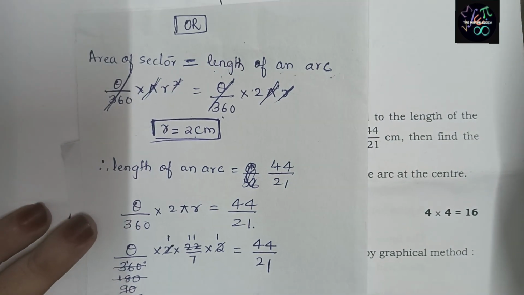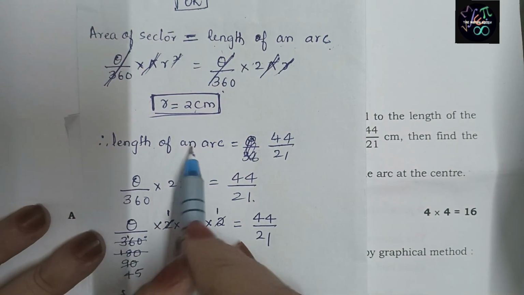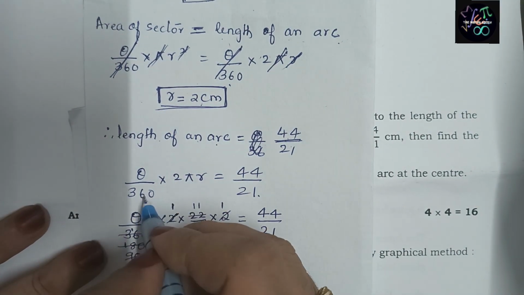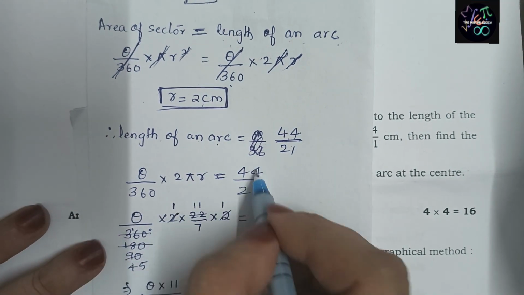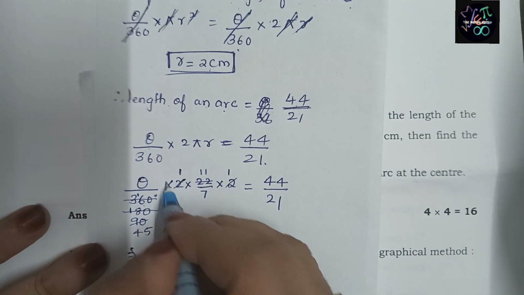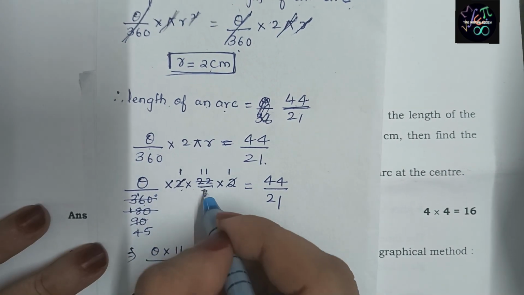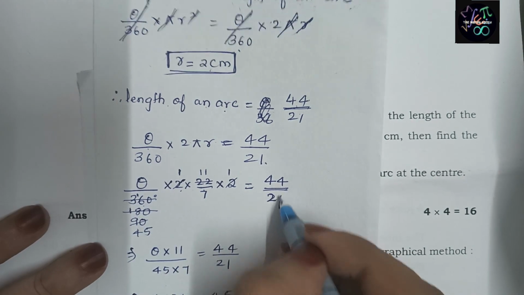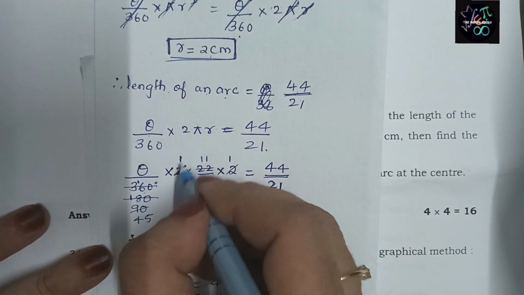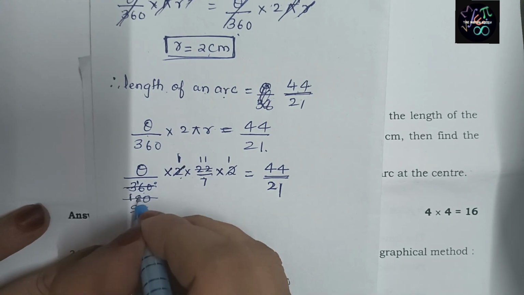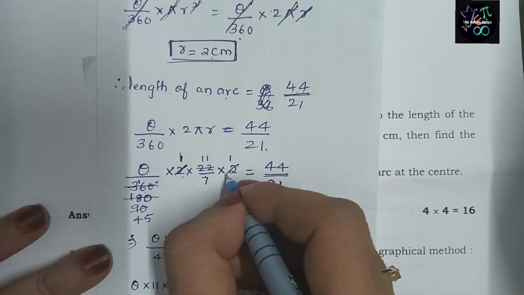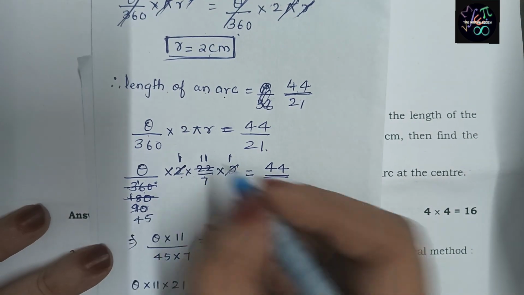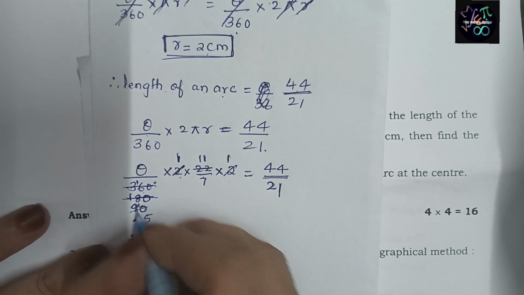Now we want the angle. Okay, we know length of an arc is given as 44 by 21 in the question, and we know the formula theta by 360 into 2 pi r is equals to 44 by 21. Theta by 360 into 2 pi r, 2 as it is, pi 22 by 7, r we got just now 2, is equals to 44 by 21. Now let us calculate. 2 1s are 2, 2 1s are 2, 2 8s are 16, 0 as it is. Okay, now these 2 1s are 2, 2 9s are 18, 0 as it is. This 2 1s are 2, 1s are 2, 4s are 8, 2 5s are 10.